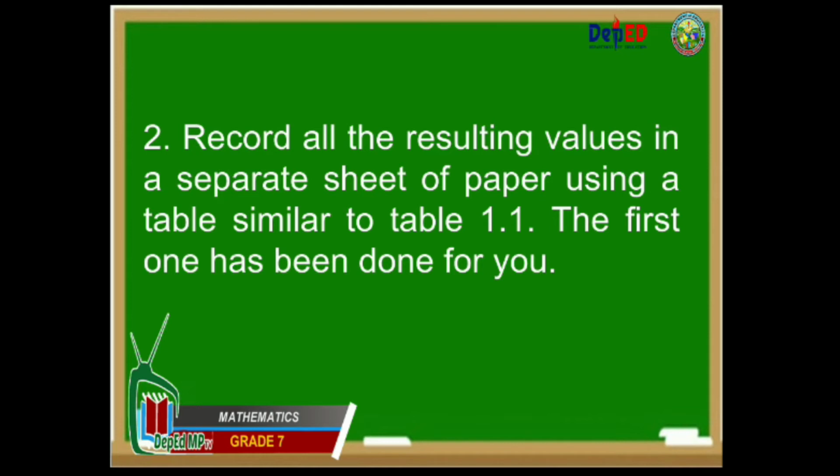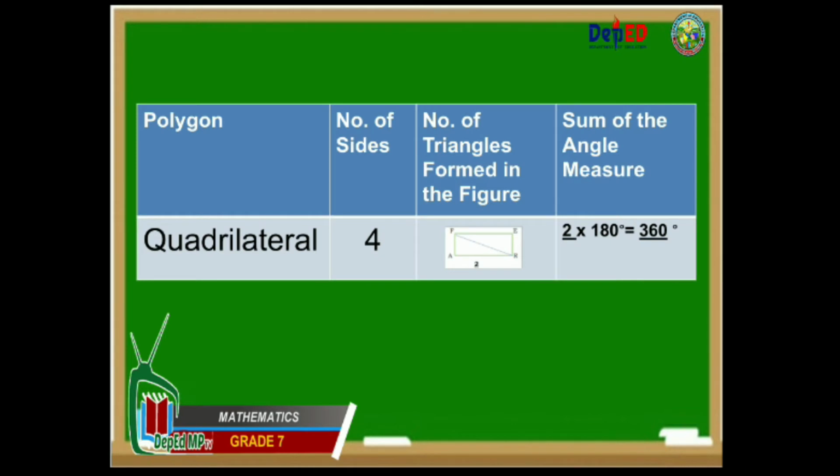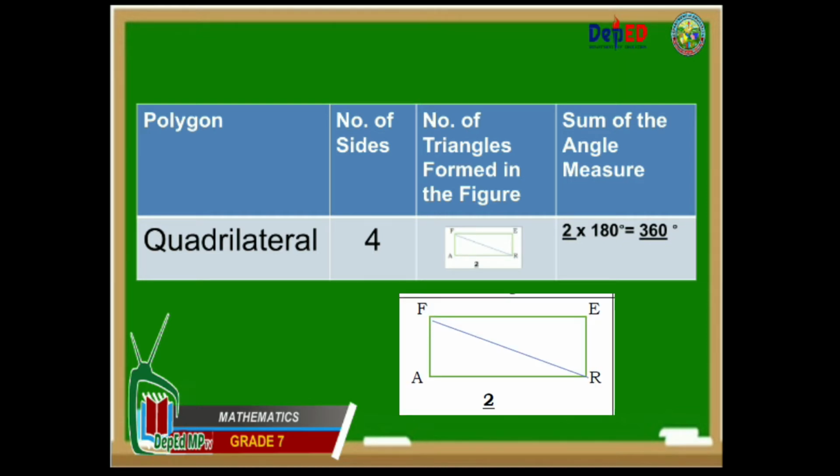Number 2. Record all the resulting values in a separate sheet of paper using a table similar to table 1.1. The first one has been done for you. A quadrilateral. The number of sides is 4. The number of triangles formed in the figure is 2. To get the sum of the angle measure, 2 multiplied by 180 degrees is equal to 360 degrees.